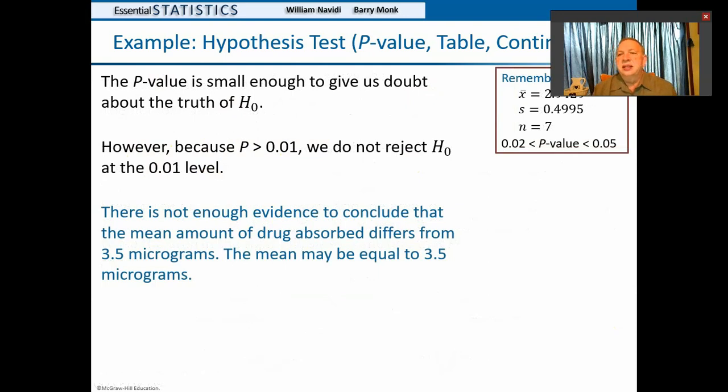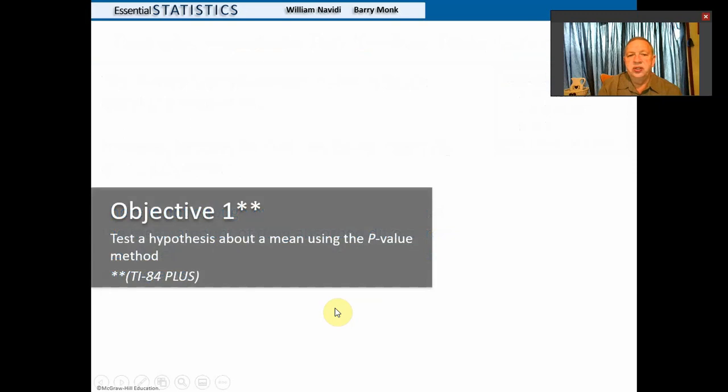So there is insufficient evidence to support the hypothesis that it was different from the 3.5 micrograms. At the alpha 0.01 level, there is insufficient evidence, or not enough evidence, to conclude that the mean amount of drug absorbed differs from 3.5 micrograms. The mean may be equal to 3.5 or it may not. We just can't make a definitive statement that we would reject it.